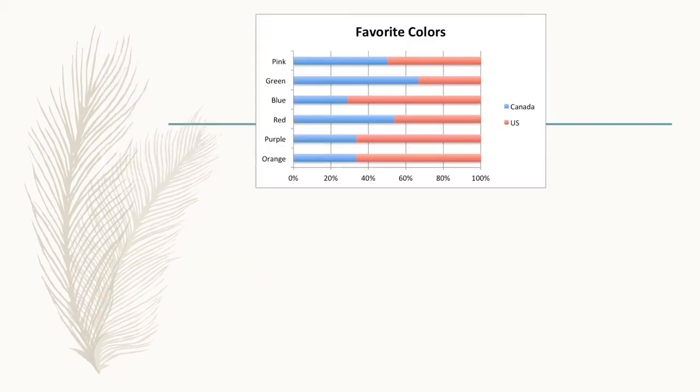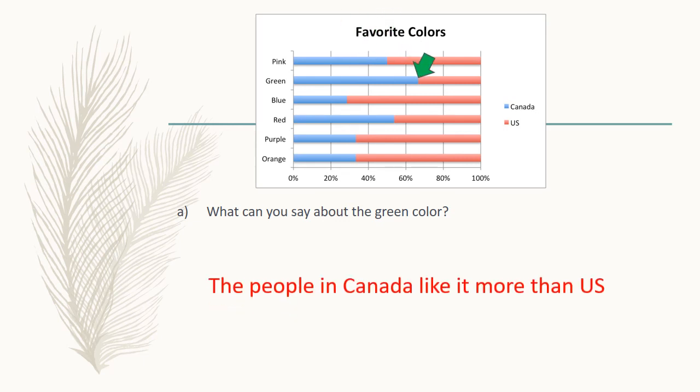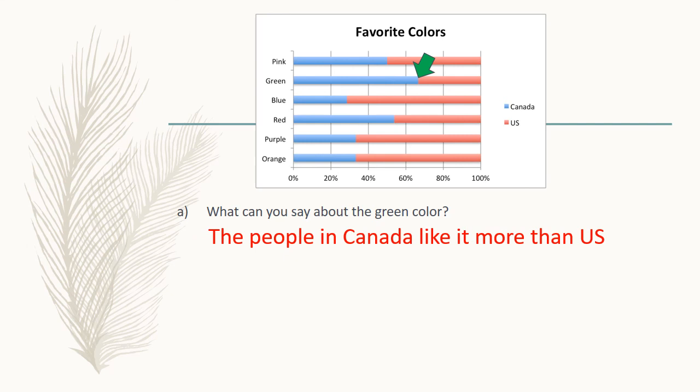Favorite colors. They asked some people in Canada and in the US about their favorite color, and they represented the data in this way. The first question: what can you say about the green color? Go to the second bar, the green one. You will find that most of the people in Canada like it, but less in the US. So people in Canada like it more than the US.